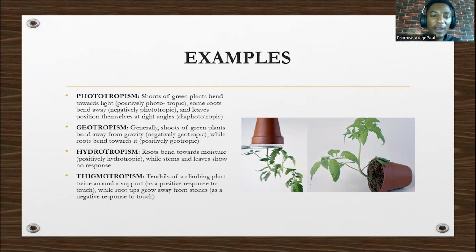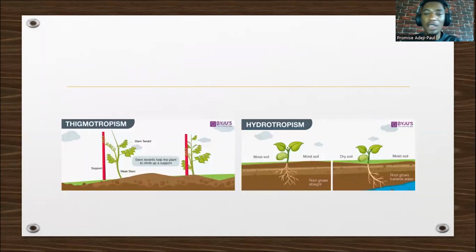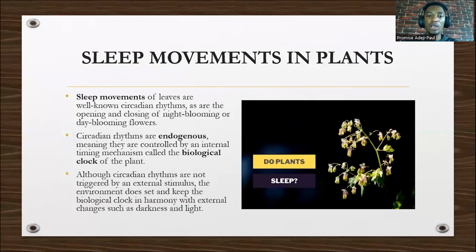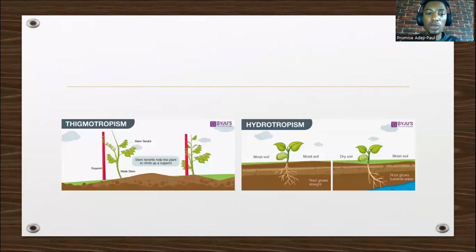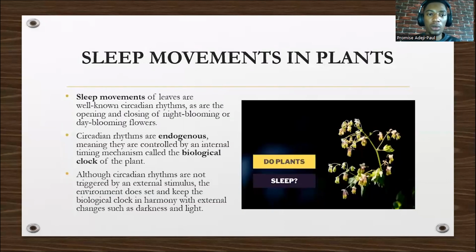These are points that you almost would not escape in JAMB. So they are things that you have to be very, very familiar with. And they're actually very easy to know. Photo means light. When it responds to light, we call it phototropism. Geo, gravity, when it responds to gravity. Hydro, water. Thigmo, touch. Very, very easy to know. So these are pictures that depict the tropisms that organisms undergo.